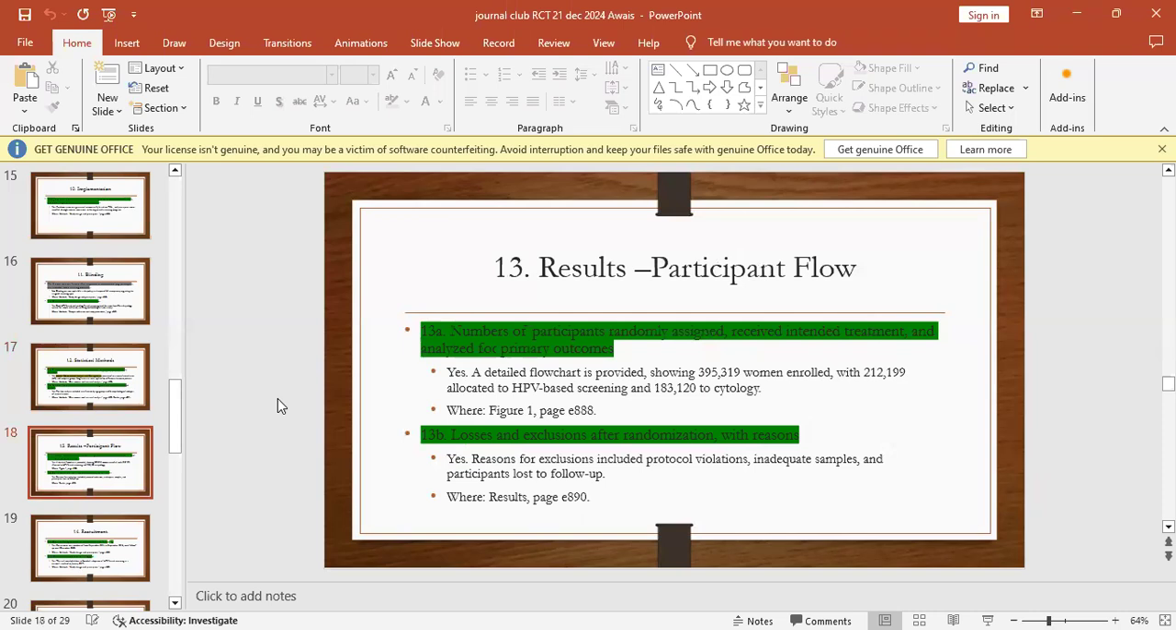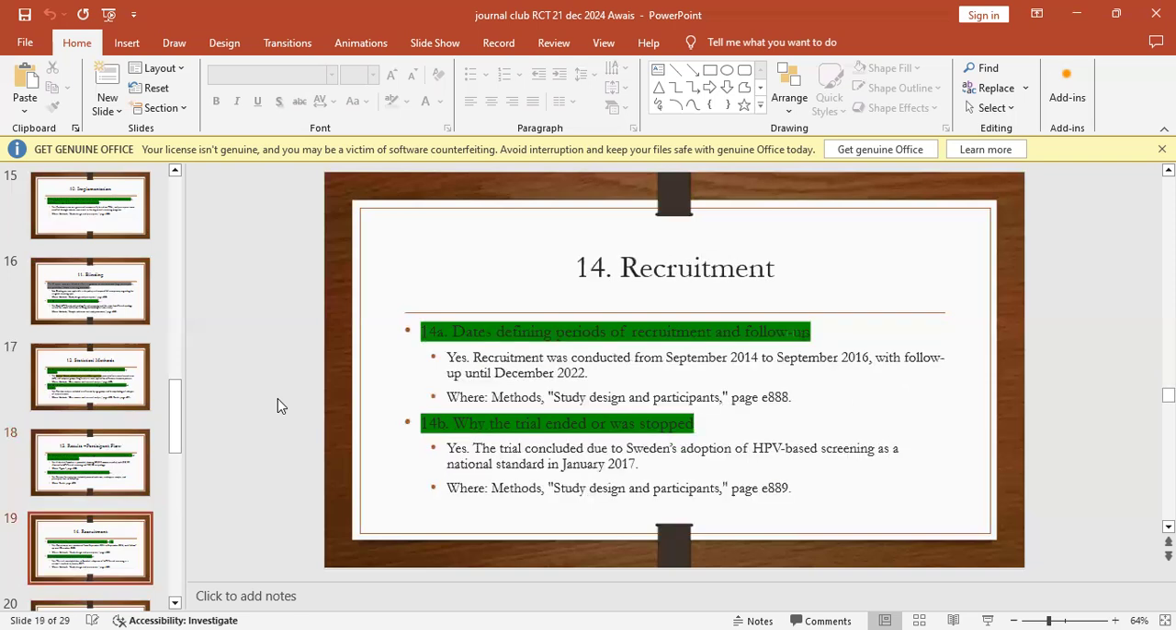Next is the results, participants flow: the number of participants randomly assigned, who received intended treatment, and who were analyzed for the primary outcome. Yes, a detailed flow chart is provided, as I have shown, that shows that initially 395,319 women were enrolled, with 212,119 allocated for HPV-based screening and 183,120 for cytology-based screening. And then they have to address losses and exclusions after randomization with reasons. The reasons for exclusion, including protocol violations, inadequate samples, and participant loss to follow-up, were given, as I have shown in the flowchart diagram.